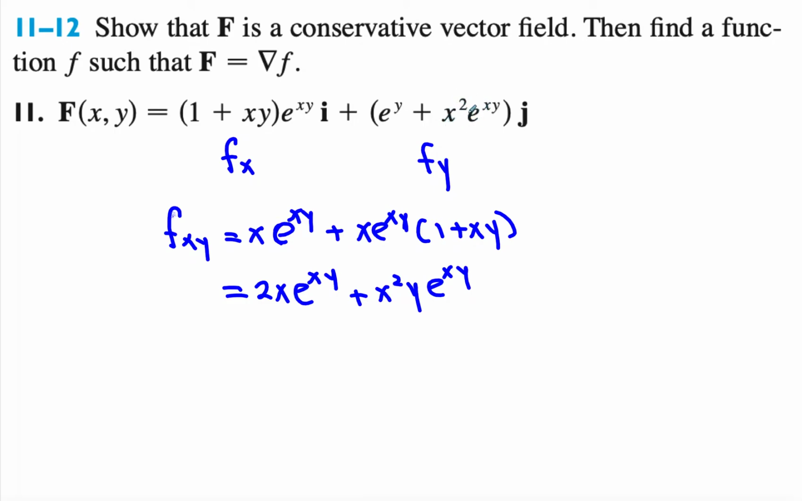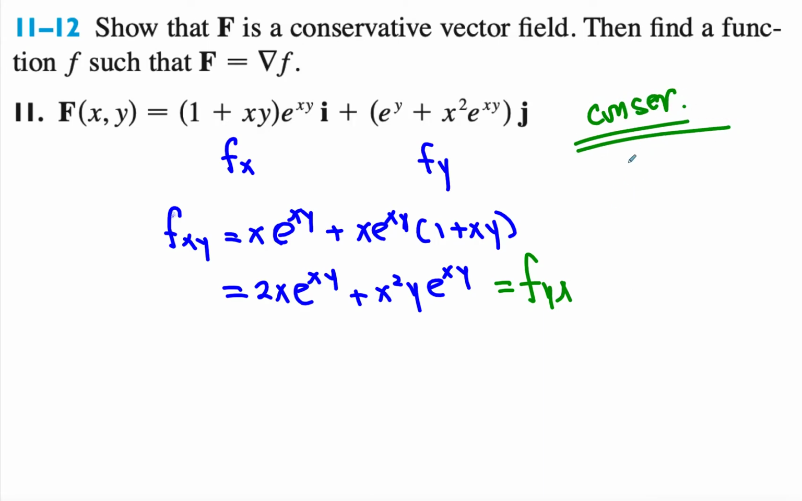So first, the derivative of x squared becomes 2x times e to the xy, which is perfect. And then for the second one, take the derivative of this one against x, which means y comes to the front. So x squared y and e to the xy. So this in fact is equal to f of yx. Since they are the same, we know that this is conservative.